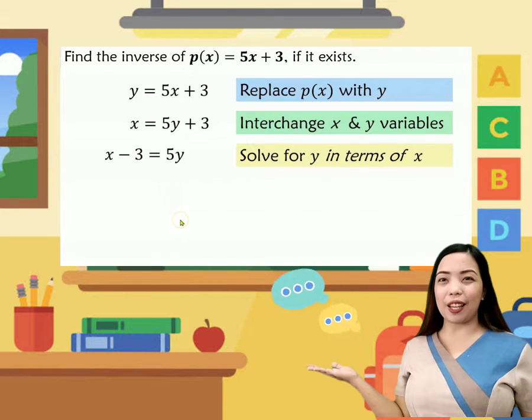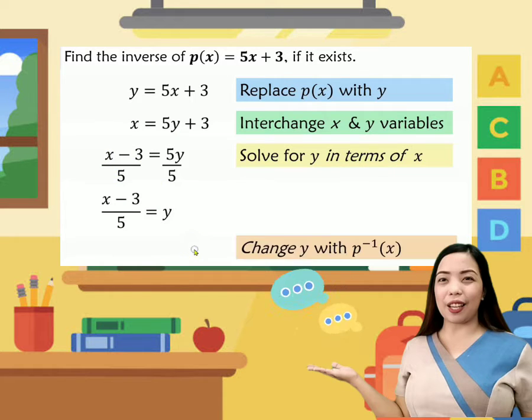And then we divide both sides by 5. So 5 and 5 here will be cancelled out. So we have x minus 3 all over 5 is equal to y. And last step, let us change y with p inverse of x. Again, when we write p inverse of x, let's put it on the left side. So we have p inverse of x is equal to x minus 3 all over 5.